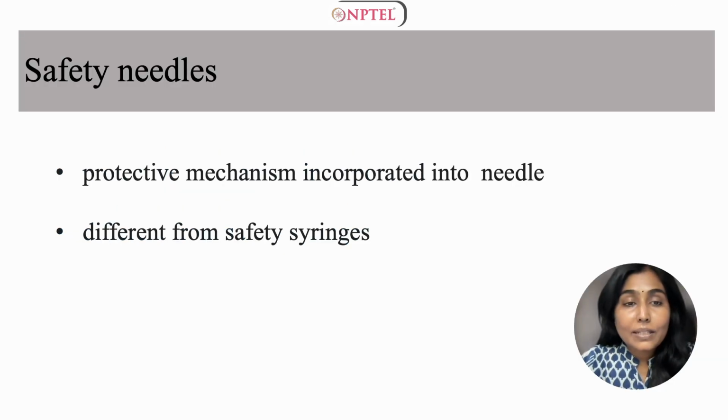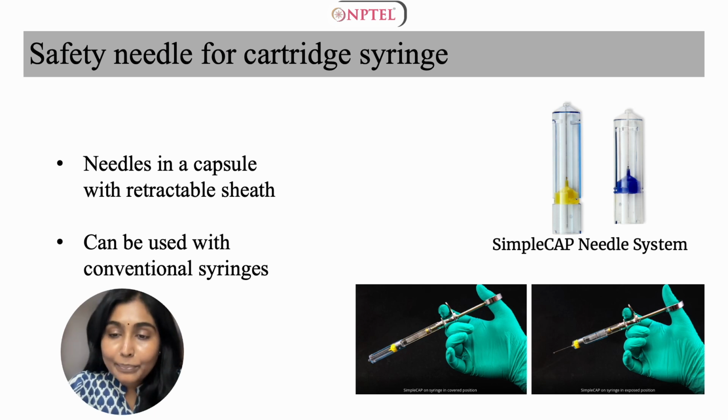The next novelty is safety needle. These needles serve the same functions as safety syringes, but the protective mechanism is a part of a needle rather than the syringe. In this way, they are completely different from the safety syringes. Simple cap needle system is one of the examples of safety needles. So these needles come in a capsule with retractable sheath.